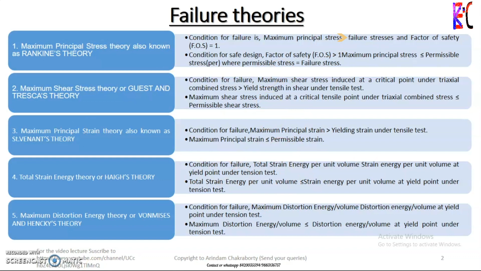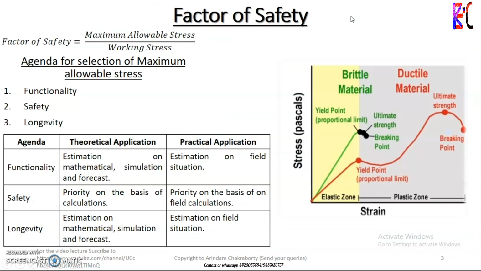Now, what we need to understand at first is what the factor of safety is. Factor of safety is the ratio of maximum allowable stress to the working stress. Now, what is maximum allowable stress? The maximum allowable stress is the maximum stress a material can take. The working stress is the stress you apply, the maximum stress applied in the body. If the factor of safety is more than 1, that means it's completely safe.